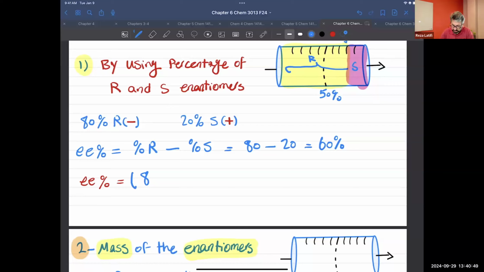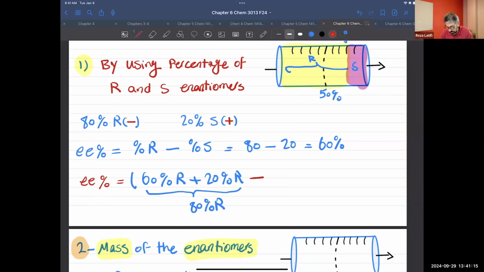Okay. So I'm going to say I have 80% from R. So the way I'm going to write it, how about this? We have 40% from R, or forgive me, we have 60% from R. If I add 20% from R again to it, that's going to be equal to 80%. This is equal to 80% from R. Now, 20% of it, it will be canceled by S.